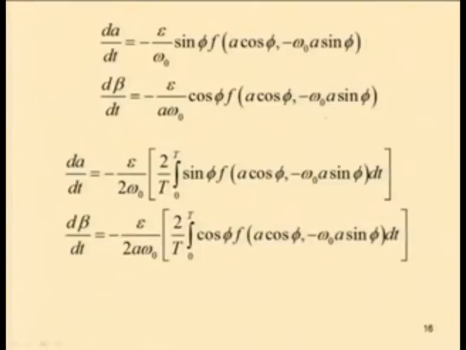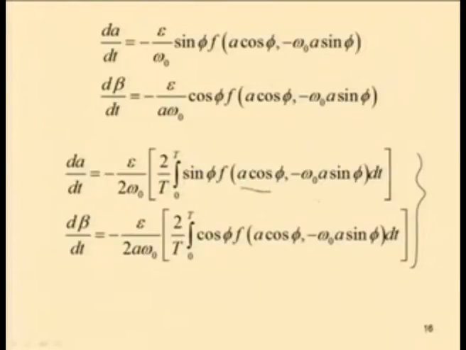Here it is assumed that a and beta are slowly varying functions of time. So da by dt will be of the order of epsilon and the variation will be very small, so that one can average this over a period 0 to T and write da by dt in this form. In this Krylov-Bogoliubov method, one can take this integration, that is dA by dt equal to minus epsilon by (2 omega 0) times 2 by T integral from 0 to T of sin phi f(a cos phi, minus omega 0 a sin phi).